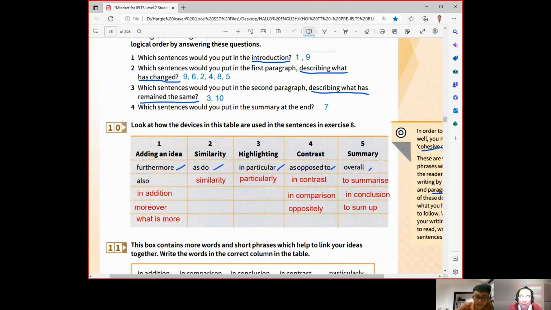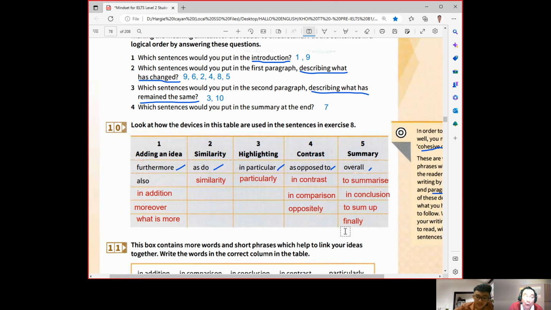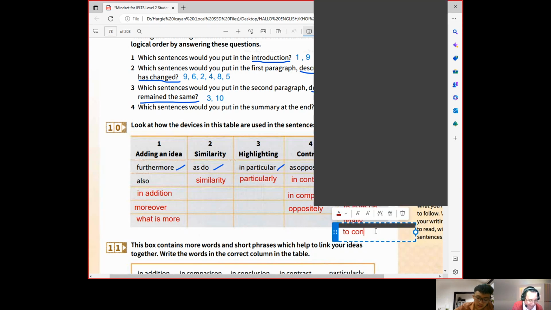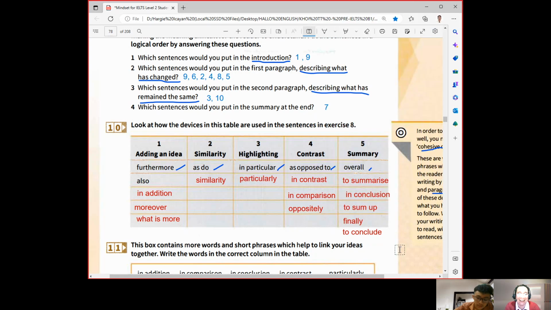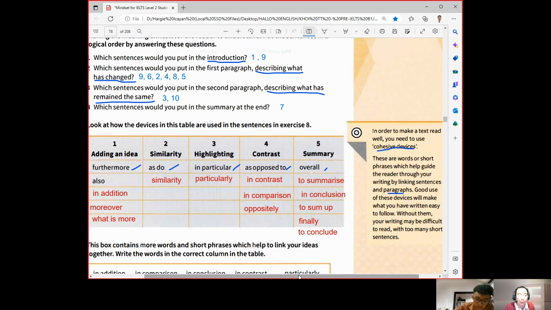I think we used that already. Oh, there's another one: finally. And there's also to conclude. So we do have a lot now: overall, to summarize, in conclusion, to sum up, finally, to conclude. So these are all cohesive devices. Now, these cohesive devices are very important.